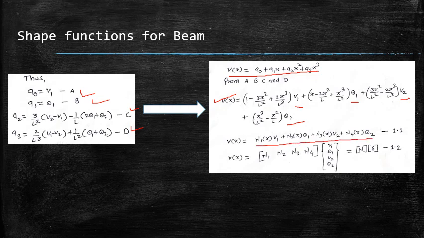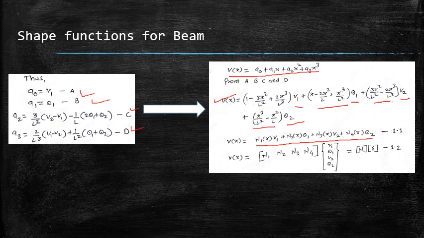Here see what I have written. First term is 1 minus 3x square by L square plus 2x cube by L cube, into V1. Similarly, one term is written for theta 1, one term for V2, one term for theta 2. So I can rewrite this equation as V of x is equal to n1 of x V1 plus n2 of x theta 1 plus n3 of x V2 plus n4 of x theta 2.